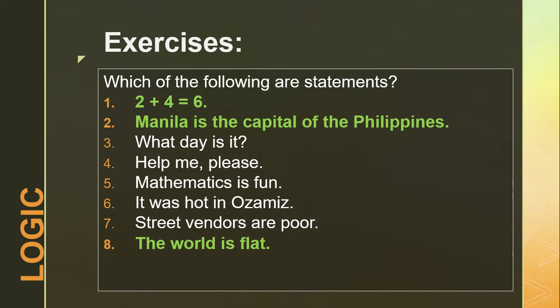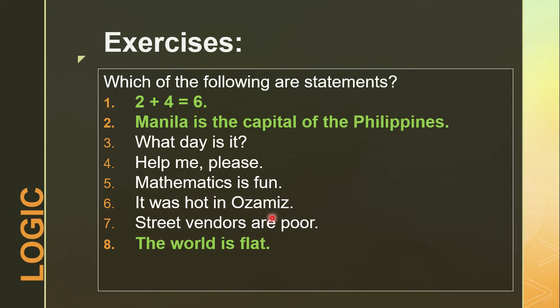Street vendors are poor. Now, this is actually a very confusing sentence. I assigned it as not a proposition because it's generalizing. We need some sort of debate about this one. The argument here is that if the person is saying that all vendors are poor, then the sentence should be a proposition or a statement. However, when it's just street vendors are poor, in what place or in what area, we don't know the specifics or the details. That is why I flagged it as not a proposition or not a statement.